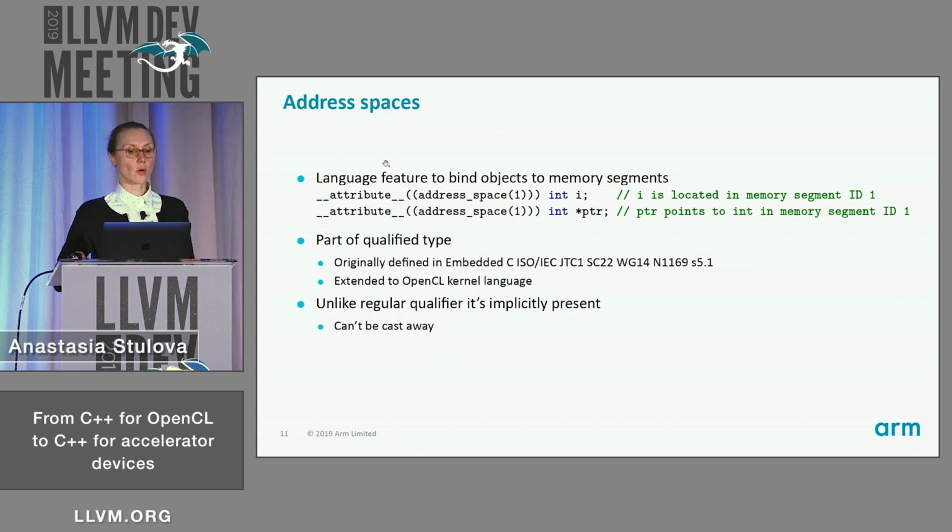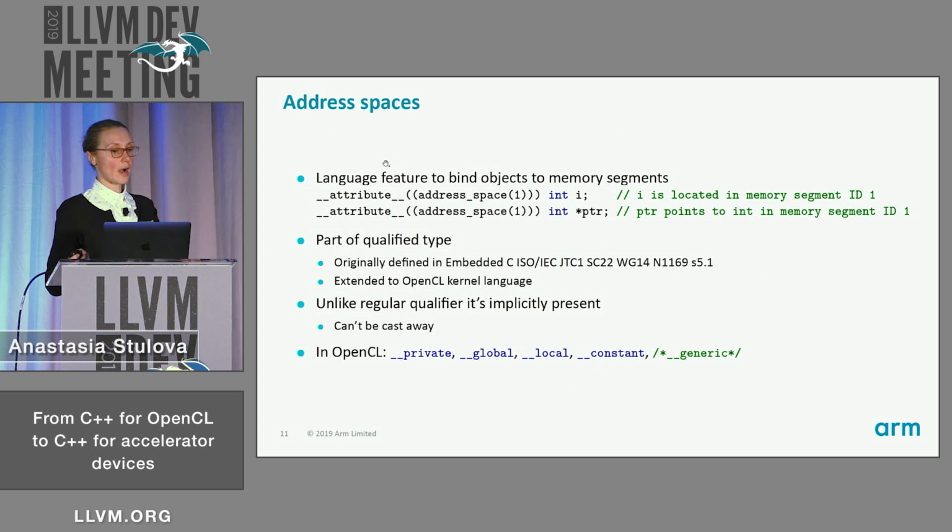Address spaces are part of type qualifier. And originally, the original specification comes from embedded C. In OpenCL, we extended what has been originally defined in embedded C, and it's mainly to support the OpenCL-specific memory model and several other things. I personally find address spaces special qualifiers, and one of the reasons is you can't think of casting away address space because you can't remove memory segment from an object, or you can't just say that object suddenly isn't in that memory.